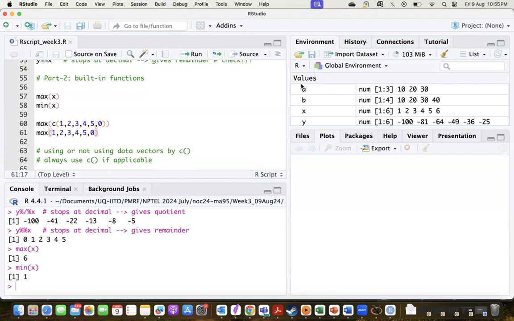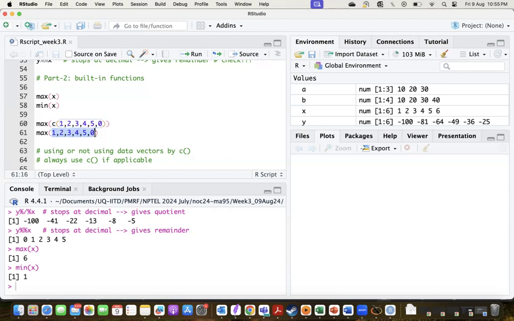Ma'am, what I understand is, if you are taking max c, c represents a vector, and the other one is max of these numbers. Yes, correct. Okay, so it looks very similar, right?